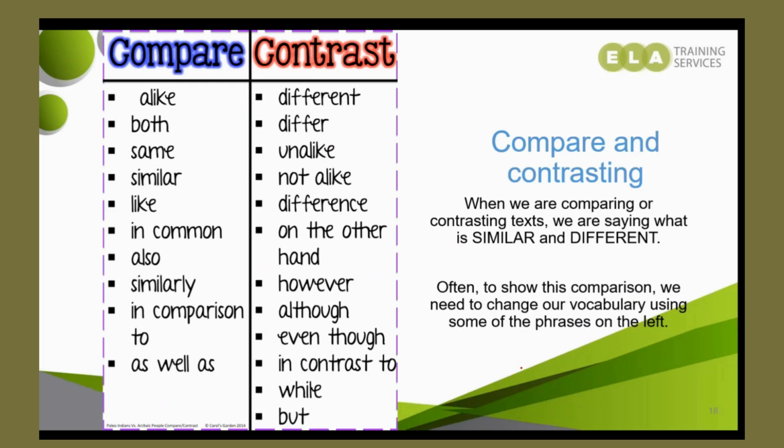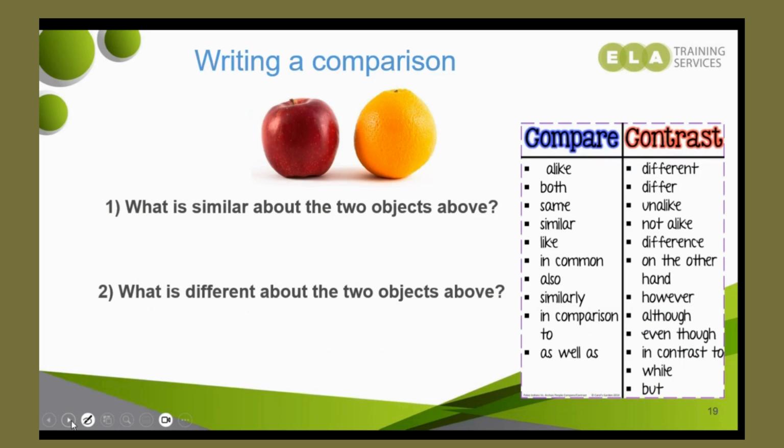So how can we now use these words in our exam? Say we're writing a comparison about the 2 objects above. The first thing we're going to look at is what is similar. So comparing. I'm going to write a comparison based on these 2 objects using 1 word, and I'm going to use the word both. We could say here, both objects are round.